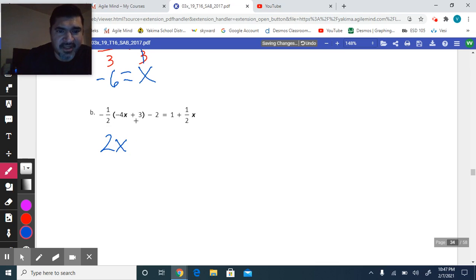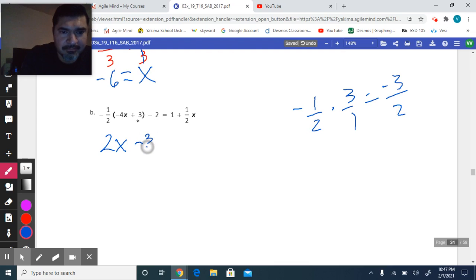Now I have negative 1/2 times that by 3. So over here to the side, I'm just going to go ahead and write that out for you. Times that by 3. Negative 1 times 3 is negative 3. 2 times 1 is 2. So it's going to be negative 3/2. Equals, oops, not equals, forgot about that, minus 2, equals 1 plus 1/2 x.